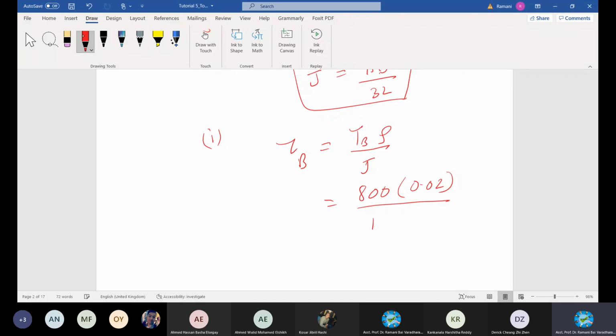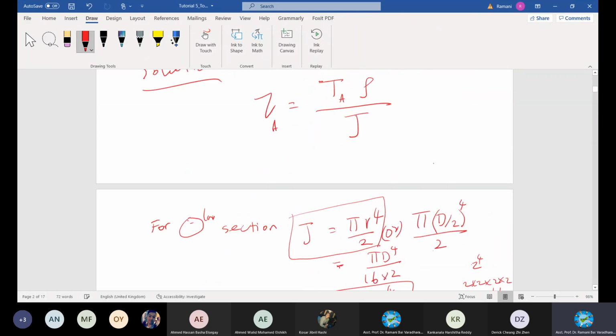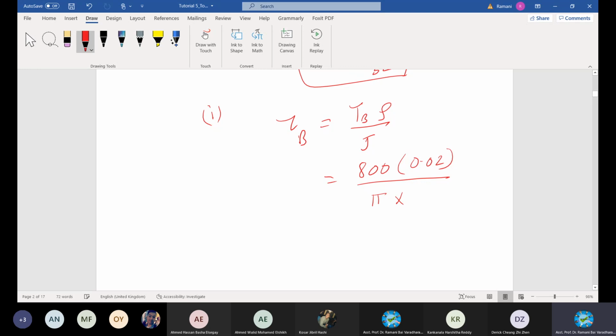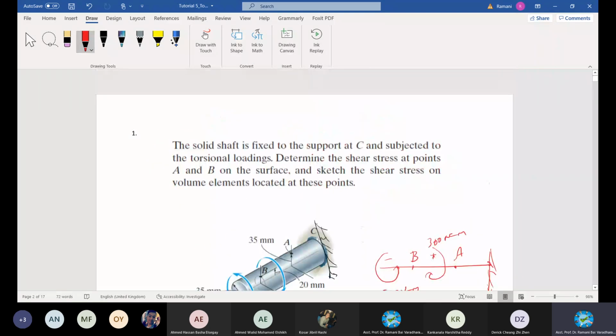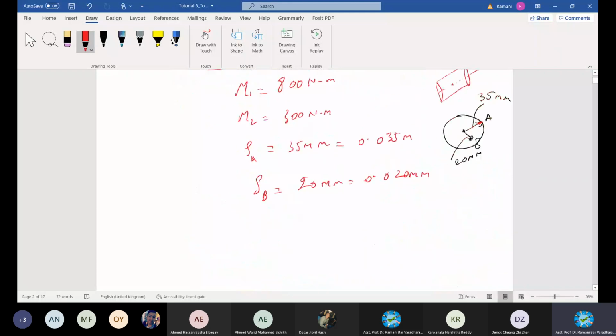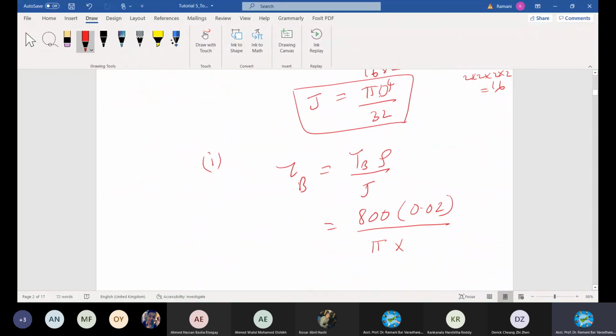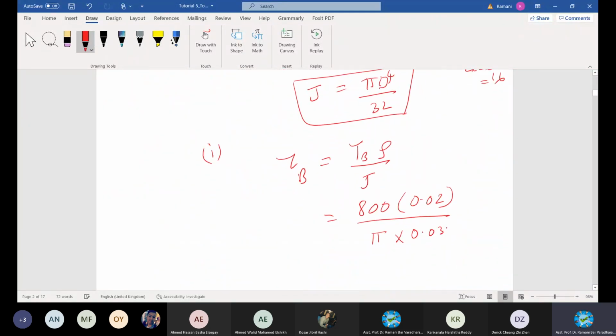And then my polar moment of inertia, have you calculated? Noted? Let me substitute here. If you want, you can calculate separately. Pi r squared. What is the radius of the shaft given to you? Radius of the shaft is 35 mm, which is 0.035.